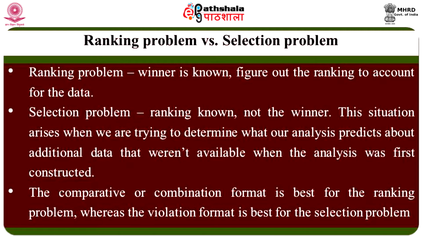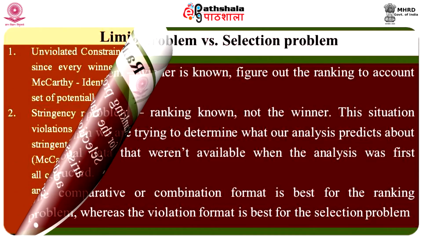There is a dichotomy between ranking arguments versus selection arguments. The ranking problem states that the winner is known, but we have to figure out the ranking to account for the data. The selection problem, on the other hand, states that the ranking is known but not the winner. This situation arises when we are trying to determine what our analysis predicts about additional data that weren't available when the analysis was first constructed. The comparative or the combination format is best for the ranking problem, whereas the violation format is best for the selection problem.